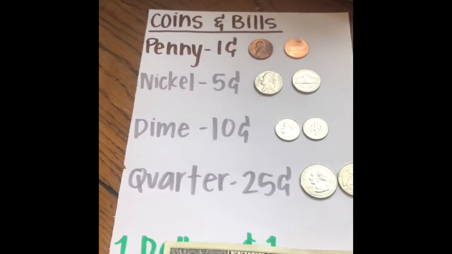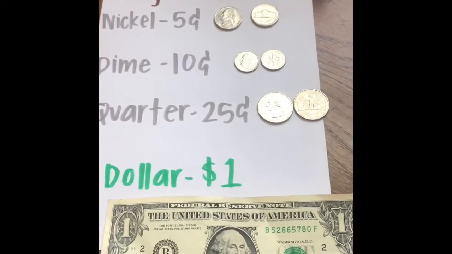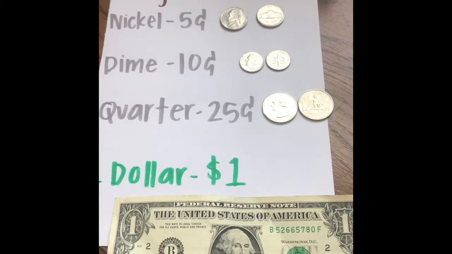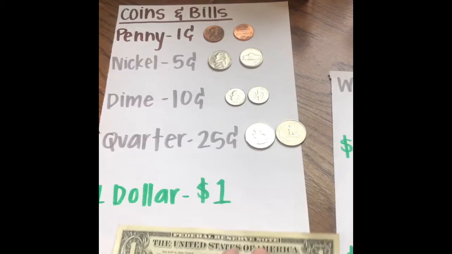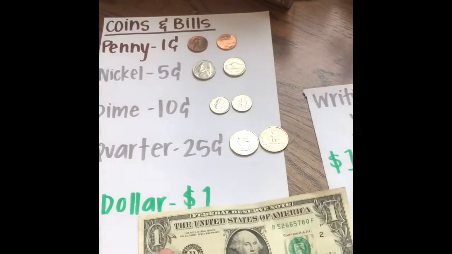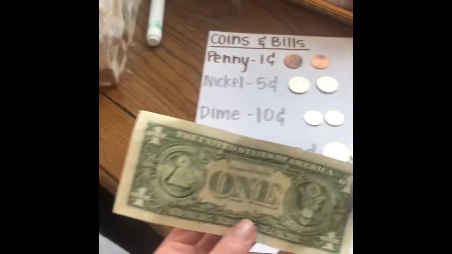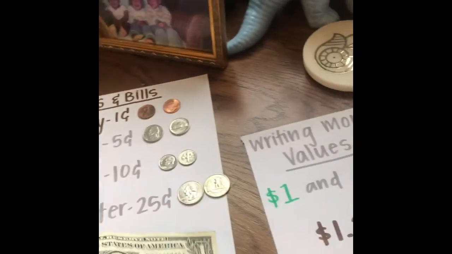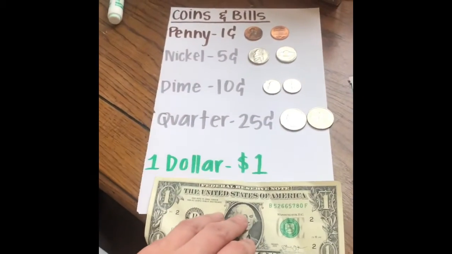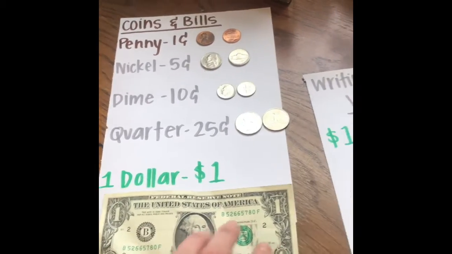So 25-cent quarter. And then finally, our dollar, once again, has George Washington on the front. It has ones in all the corners on the front side of the bill, so you know it's worth $1. And then on the back, we have our crest and shield. So those are our coins and our $1 bill.